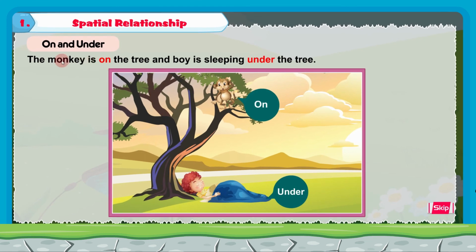Now if you read the sentence, the monkey is on the tree and the boy is sleeping under the tree. Yes, the monkey is on the tree. This is on. The monkey is on the tree and the boy is sleeping under the tree. Under, U-N-D-E-R, under. The boy is sleeping under the tree. The monkey is on the tree.